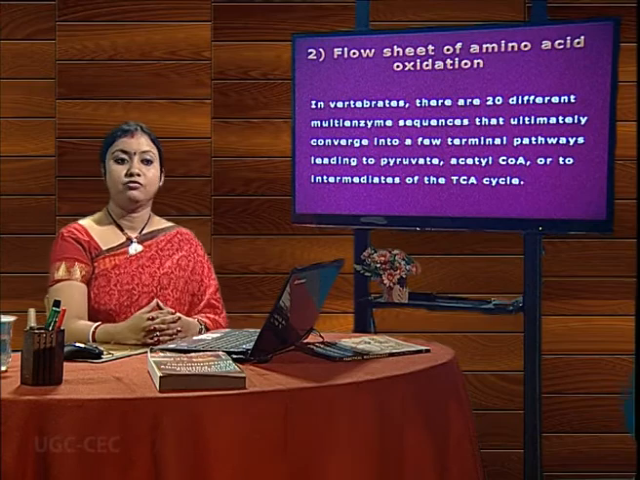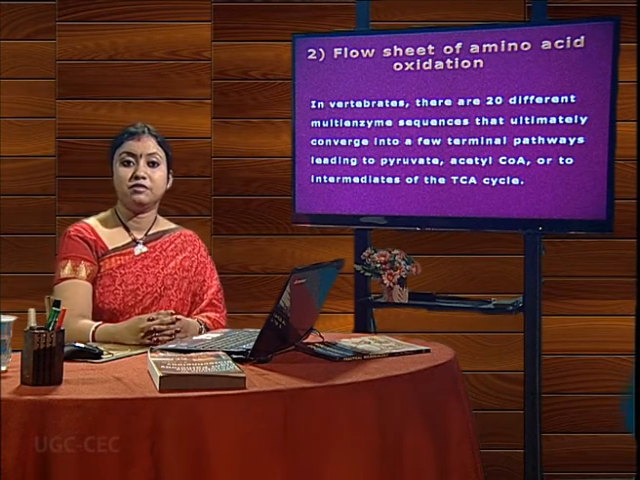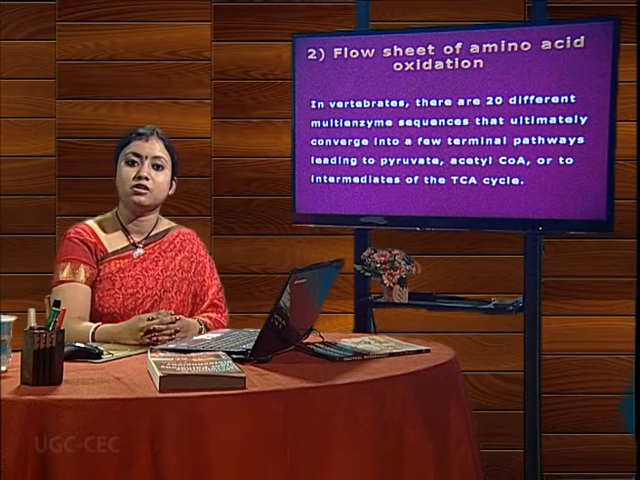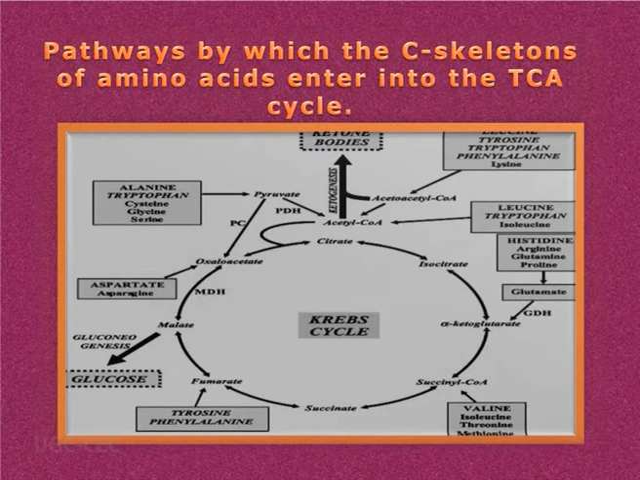I will discuss the flow sheet of amino acid oxidation. There are 20 different multi-enzyme sequences for 20 different naturally occurring amino acids. All of them ultimately enter the TCA cycle through acetyl-CoA, acetoacetyl-CoA, or other TCA cycle intermediates. In this diagram, we can see how the different amino acids enter the Krebs cycle or TCA cycle through either acetyl-CoA or acetoacetyl-CoA or other TCA cycle intermediates.